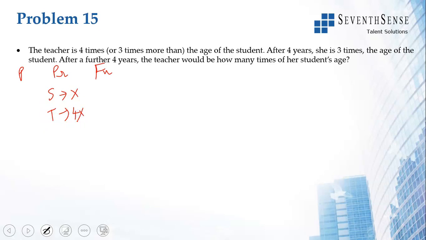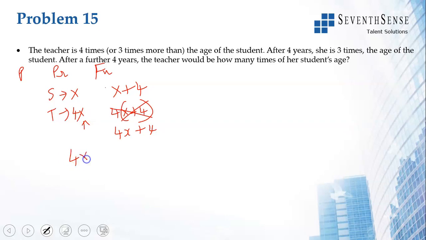Okay. After 4 years, student is X plus 4. Teacher is 4x plus 4. Don't do this, this is wrong. Otherwise it will be 4x plus 16. So this is wrong, but write it as 4x plus 4. This 4 gets added here. Okay, 4x plus 4. Now what is he saying?